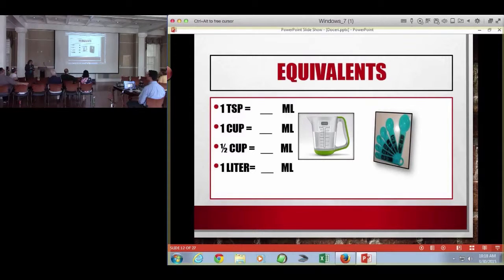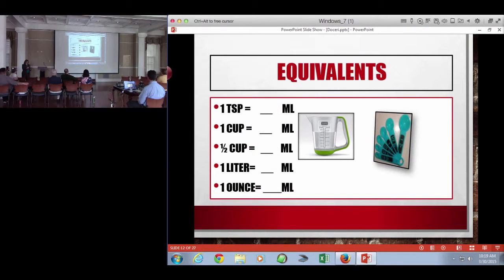So 1 teaspoon is 5 milliliters, 1 cup, 240, half cup, 120, and 1 liter, my writing is not the best in the world, is 1,000 milliliters. So just another way to engage them.